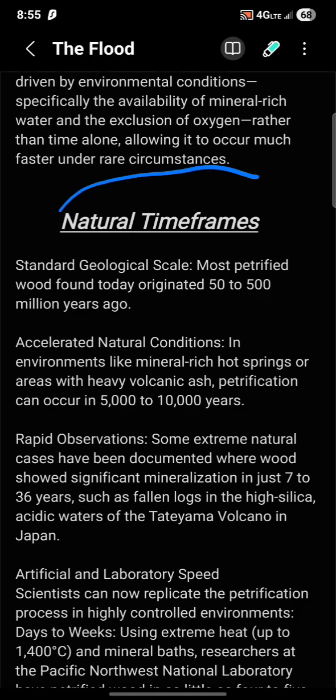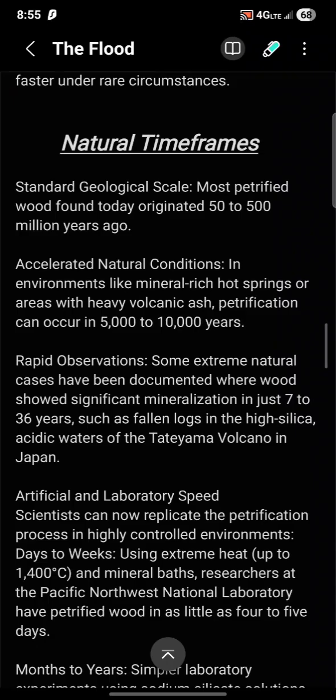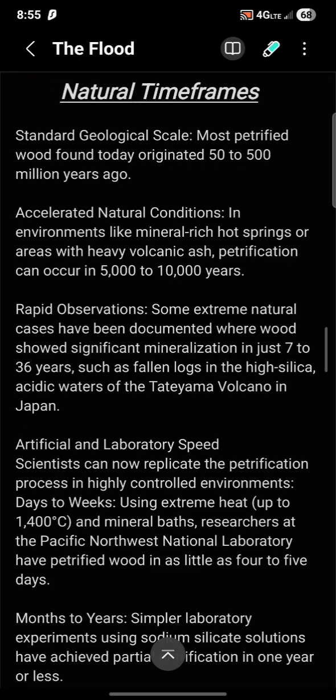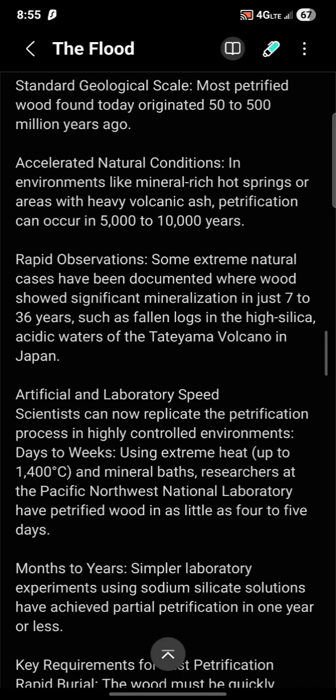Here are the natural time frames of this wood. Standard geological scale: most petrified wood found today originated 50 to 500 million years ago. Accelerated natural conditions: in environments like mineral-rich hot springs or areas with heavy volcanic ash, petrification can occur in 5,000 to 10,000 years. Rapid observation: some extreme natural cases have been documented where wood showed significant mineralization in just 7 to 36 years, such as fallen logs in the high silica acidic waters of the Tateyama volcano in Japan.